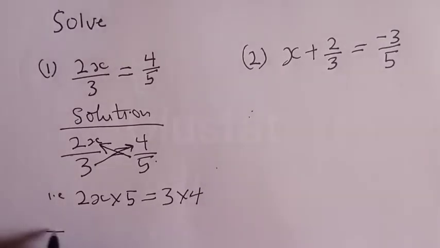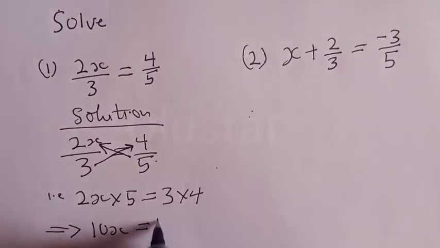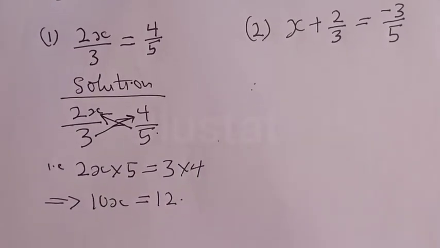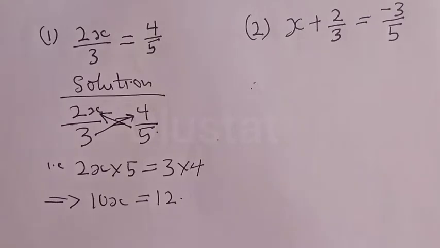Now, this implies that 2x times 5 is equal to 10x, which is equal to 3 times 4, 12. Can you see now? It's very easy. Within 60 seconds, we should be able to finish the whole thing. Now, the next thing is to divide both sides by 10. We want to find the value of x, and the coefficient of x here is 10. What do we do? We are going to divide both the left-hand side and the right-hand side of the equation by 10.